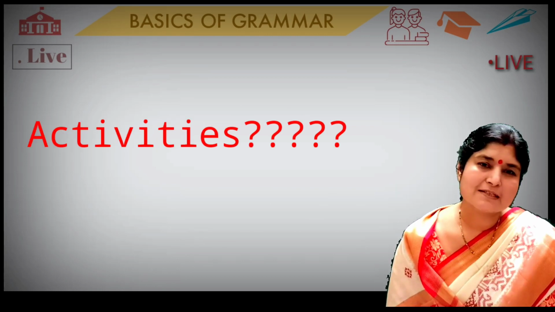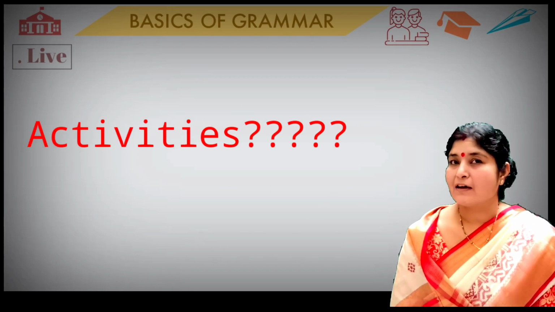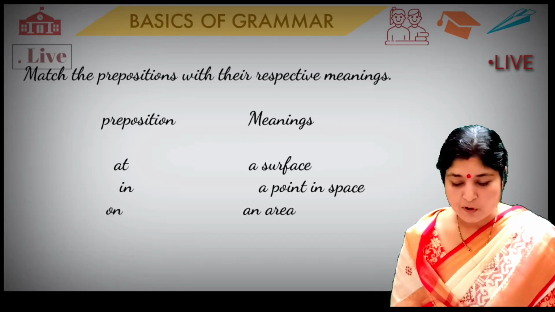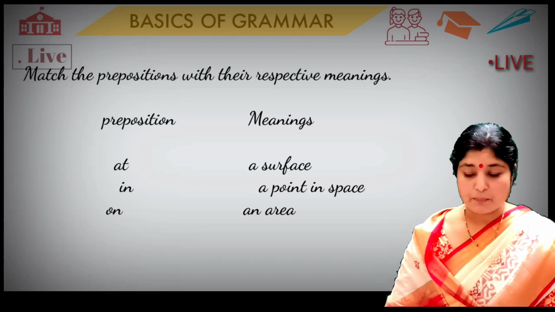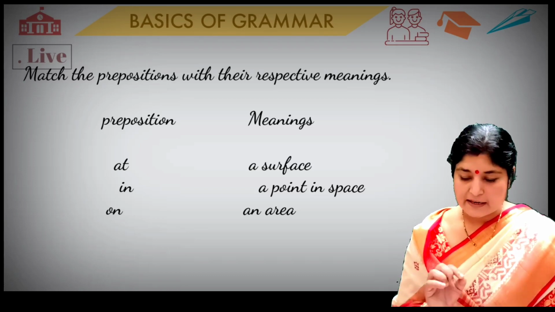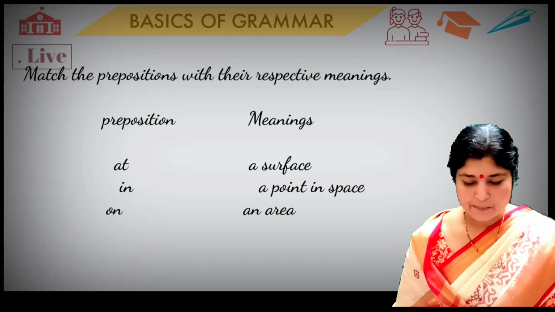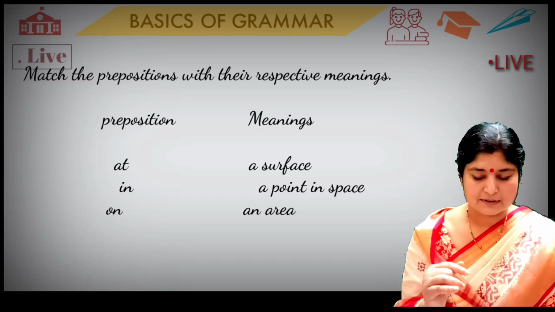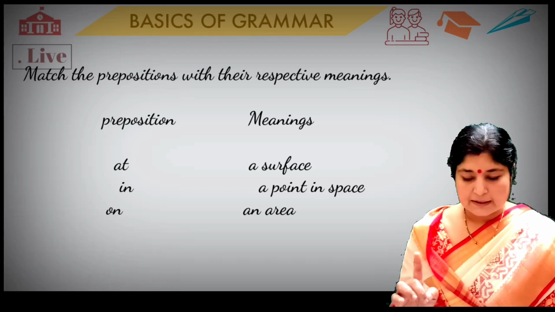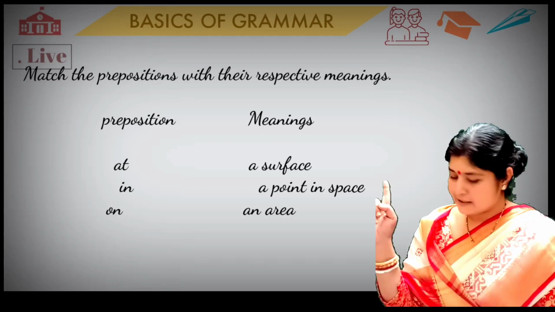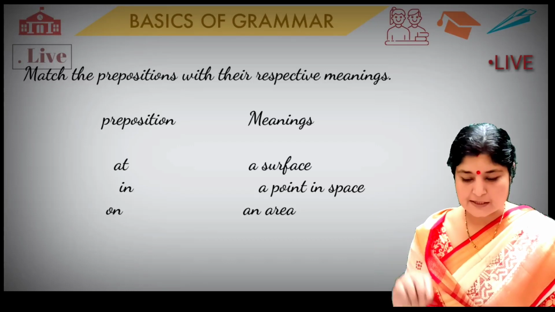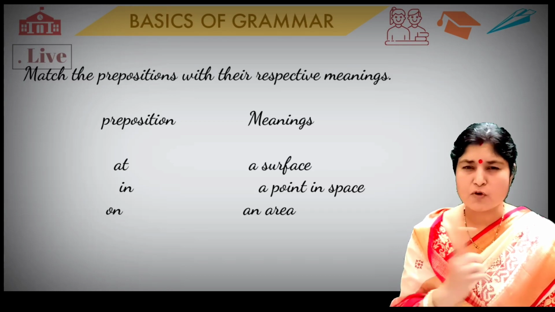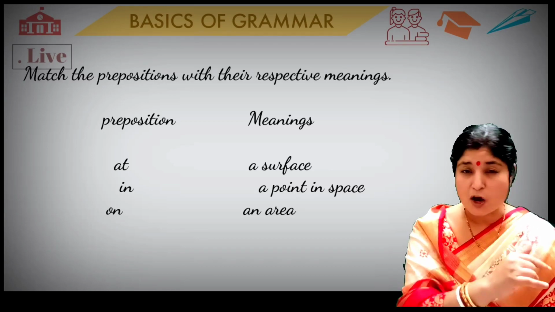So my dear viewers, we will go with some activities. Now complete the following activity by matching the prepositions with their respective meanings. In column A, that is at, in, on, and in column B, you can see a surface, a point in space and an area. So I need your quick response. I need the answers in the comment section also.